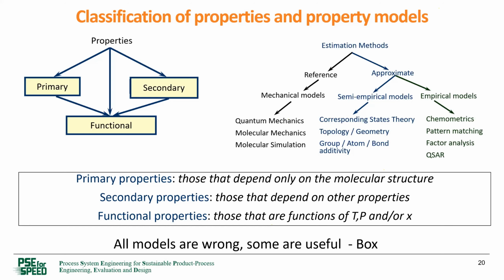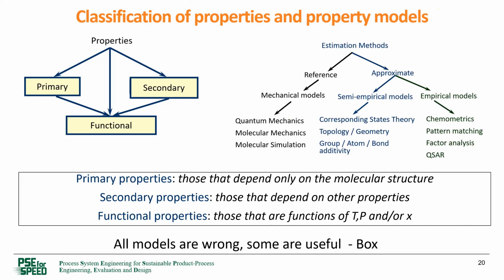And among the approximate, there are empirical models, which just fit the data. Chemometrics, pattern matching, factor analysis, and QSAR are examples of them. What I'm showing is not the only models, just some of them. So empirical models are on one side, reference models on another side. In between are what we call semi-empirical models: equations of state, corresponding state theory, topology or geometry-based models, group contribution that we will talk about, atom contribution, and bond contribution.